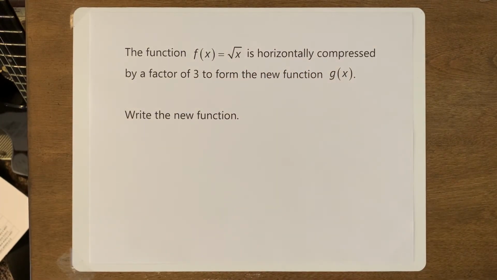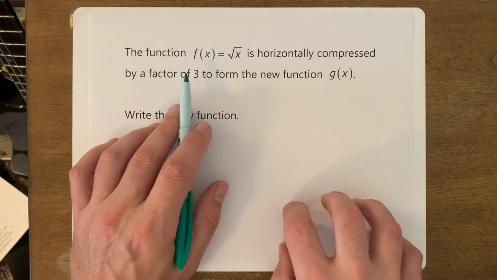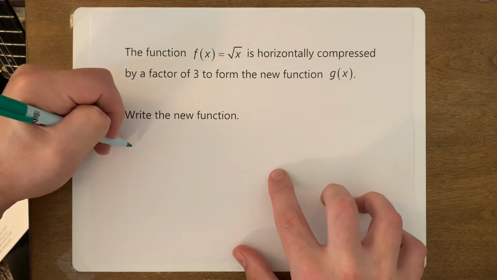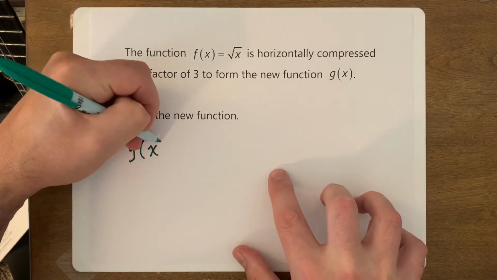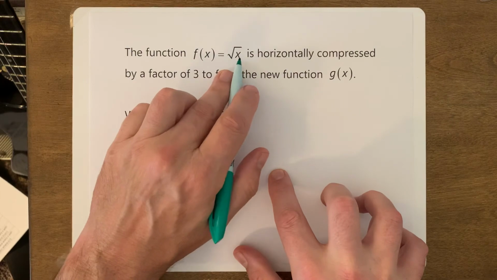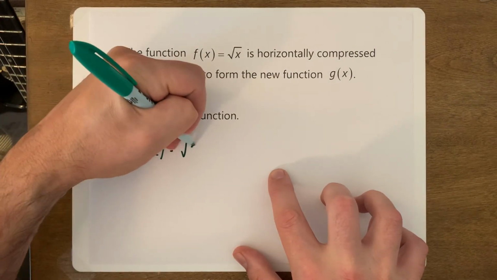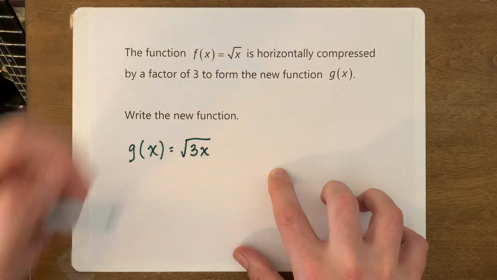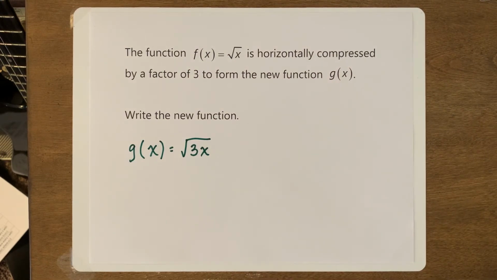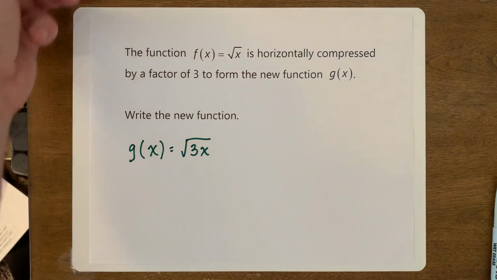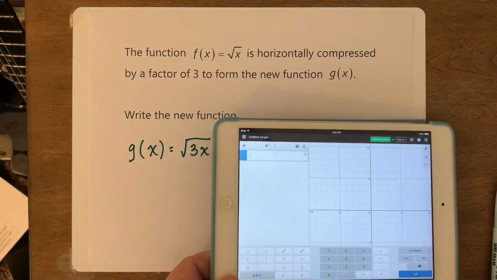So let's talk about that. Horizontally compressed, you're going to replace every x with ax. And so a is bigger than 1. So it says that we're supposed to do this. g of x is equal to, you're going to replace that x with the square root of 3x. All right, that's what it says to do. And so now the explanation of horizontal compression is the points are being pushed horizontally toward the y-axis. All right, so let's see if that happened here with this one.